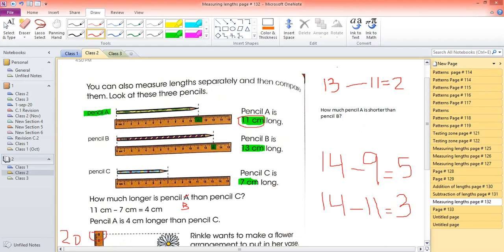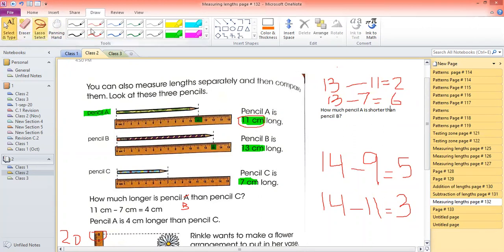Same if I ask you to compare pencil B and C lengths. Which is longer? You will say, sir, pencil B is longer because it is 13. 13 is big, whereas pencil C is 7. If I ask you how much longer pencil B is than pencil C, you can write the length of pencil B, which is 13 centimeter, and then subtract the length of pencil C, which is 7 centimeter. So 13 minus 7 equals 6 centimeter.